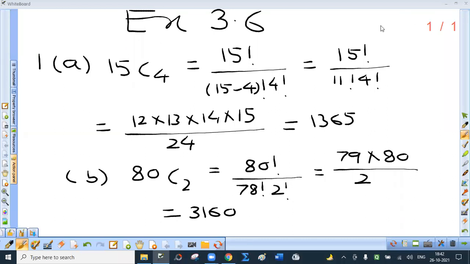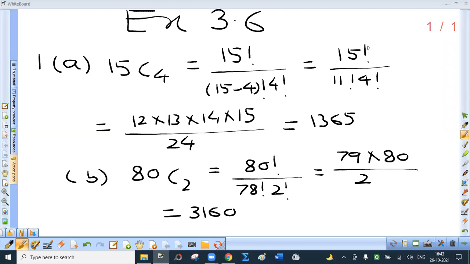Exercise 3.6. Find the value of 15C4. You should remember the formula: nCr is n factorial upon n minus r factorial into r factorial. That is, prefix C suffix is prefix factorial upon prefix minus suffix factorial into suffix factorial. Here I have omitted one step.